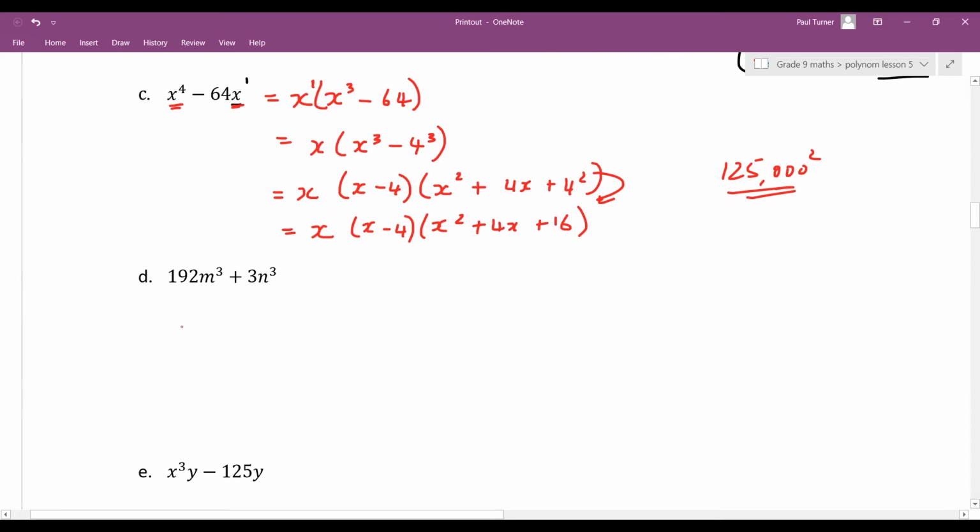Now this one here, 192 and 3, I think 3, let me check my answer key. 3 is going to be 3 times 64. Yeah. So if you look here, m and n are different, but you see there's a common factor of 3. So if you're not sure, you'll need to check with your calculator. Usually 3 will be the common factor, the smaller number. And this will end up with 64m cubed plus n cubed. And the good thing about 64 is that it's 4 cubed. So 3, put your 4m in a bracket, and that will make your 4 become cubed.